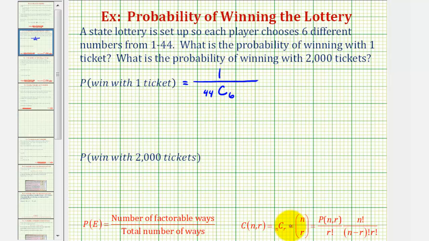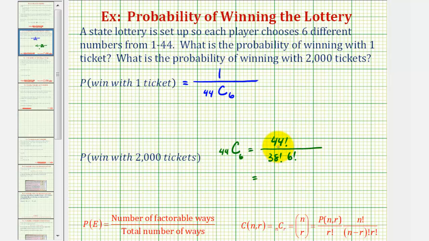Notice how there are several ways to write a combination. Now we'll evaluate this combination by hand as well as on the calculator. Let's start by doing it by hand. If we have n choose r, this is equal to n factorial divided by n minus r factorial. So let's go ahead and evaluate this by hand first. We would have 44 factorial divided by 44 minus 6 factorial, that would be 38 factorial, and then 6 factorial.